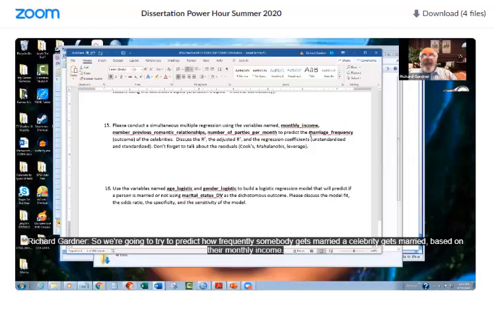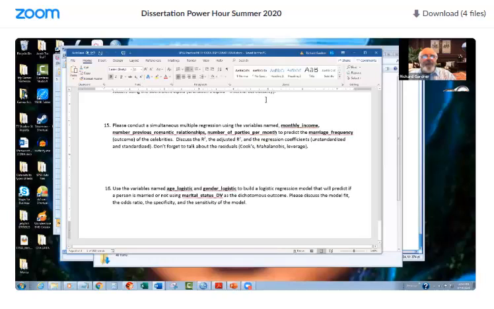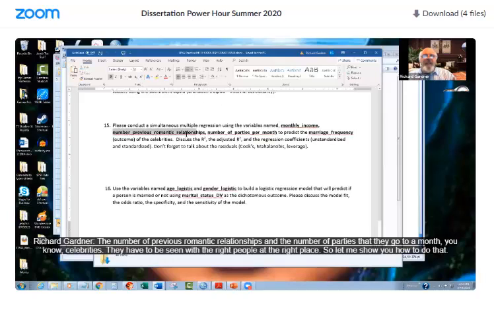So we're going to try to predict how frequently a celebrity gets married, based on their monthly income, the number of previous romantic relationships, and the number of parties that they go to a month. You know, celebrities, they have to be seen with the right people at the right place. Okay, so let me show you how to do that.